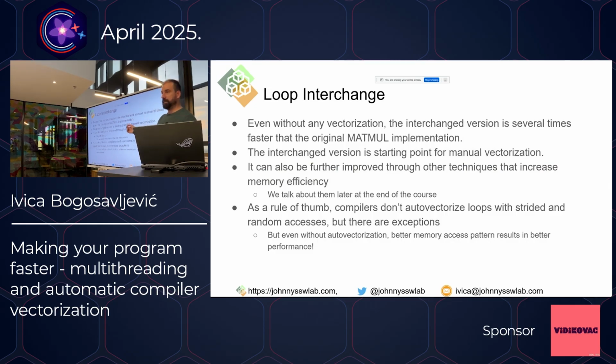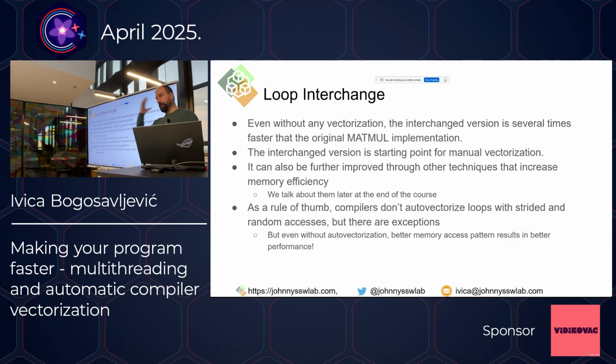With regards to compiler vectorization, this is probably what you had. If you want to improve speed further, you will need to move to manual vectorization. That is too much of a topic for today, so for some other talk. As a rule of thumb, compilers won't vectorize loops with strided and random accesses, with some exceptions. You can do that yourself, and whether it will be faster or not really depends.